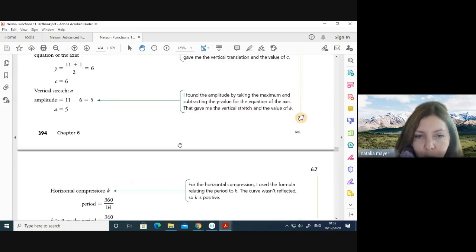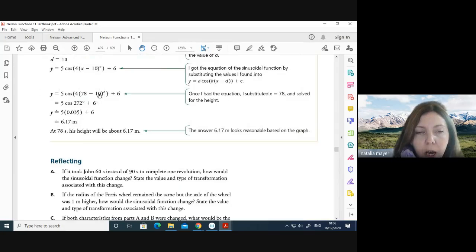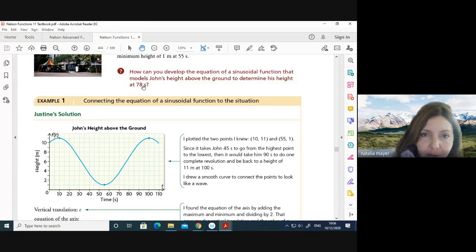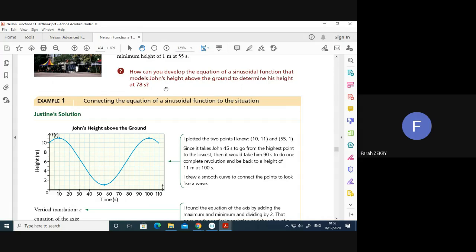So here comes your equation, right? A cosine equation with a phase shift of 10. Now, once you have an equation, you can use it to answer the question: what is going to be John's height above the ground when 78 seconds have passed? Suggestions, what are we going to do in order to answer this question? I want to find height when I know time. What to do? Substitute time instead of x.